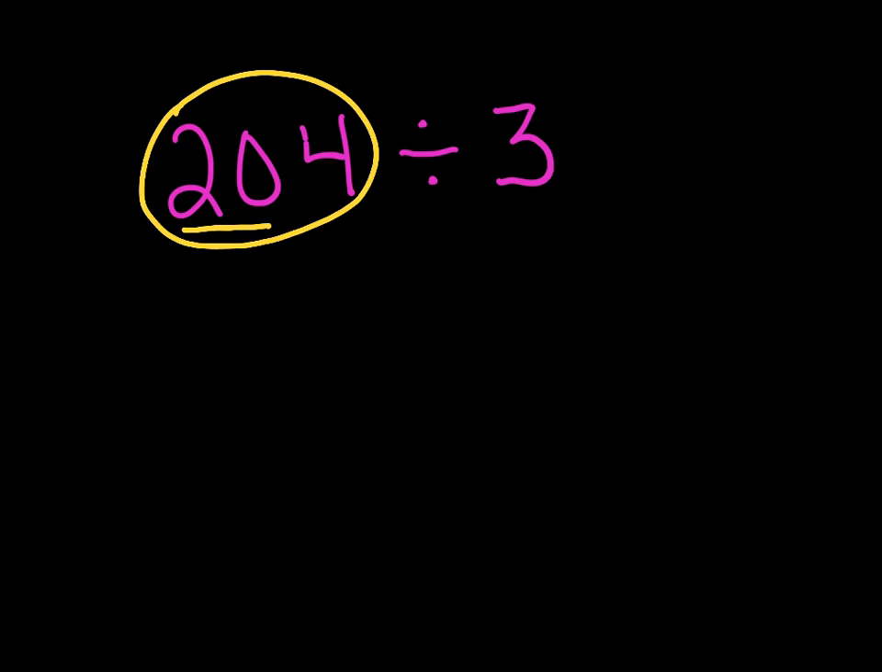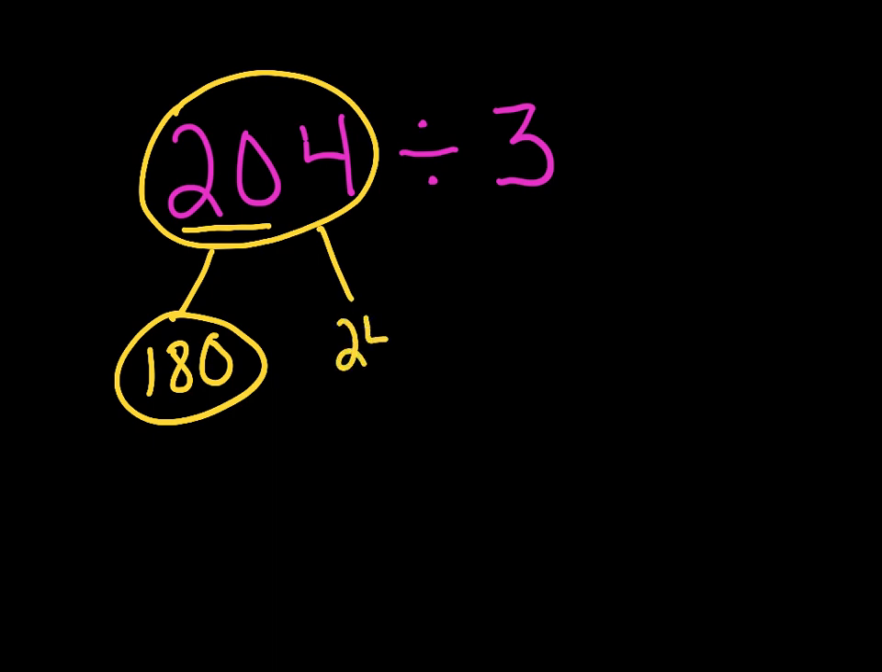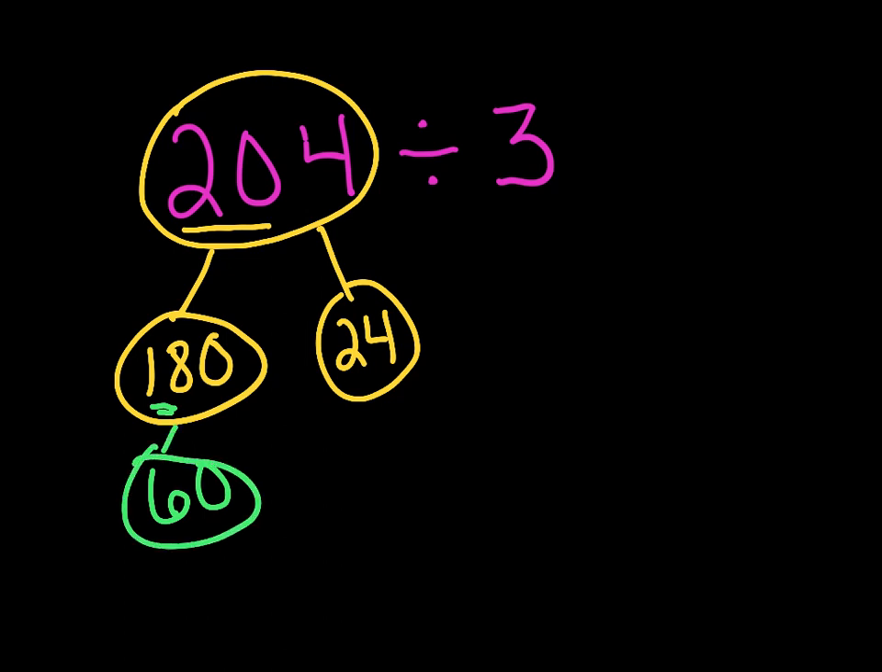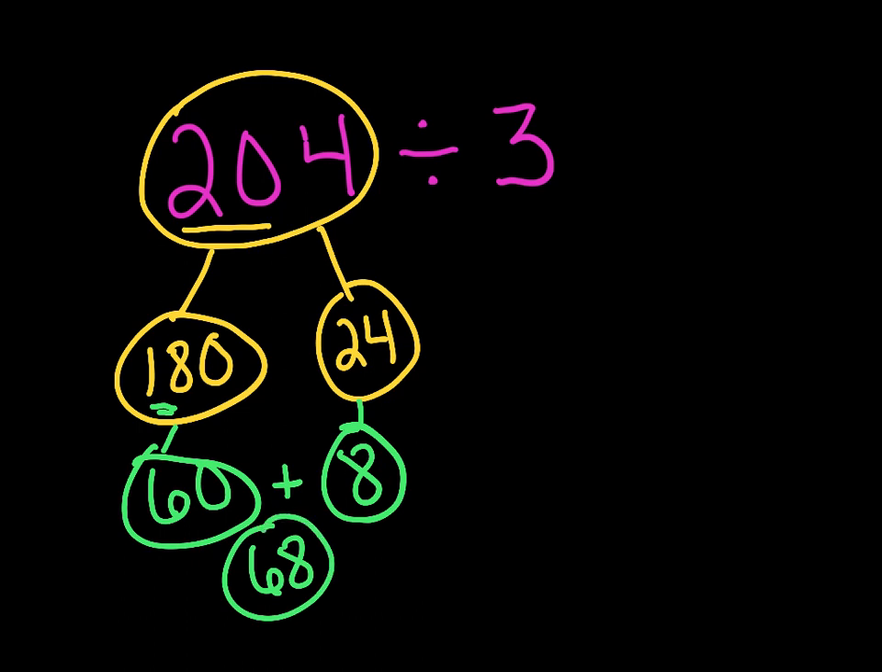But that's not really a 20, that's really 20 tens, so that's 200. So we have to have 18 tens. That would give us 180. And when we subtract 180 from 204, we're left over with 24. Now this is perfect because both of those numbers we can divide by 3. They go in evenly. So 3 goes into 18 6 times and bring your 0. 3 goes into 24 8 times. 60 plus 8 is 68. All right, so we get a quotient of 68.